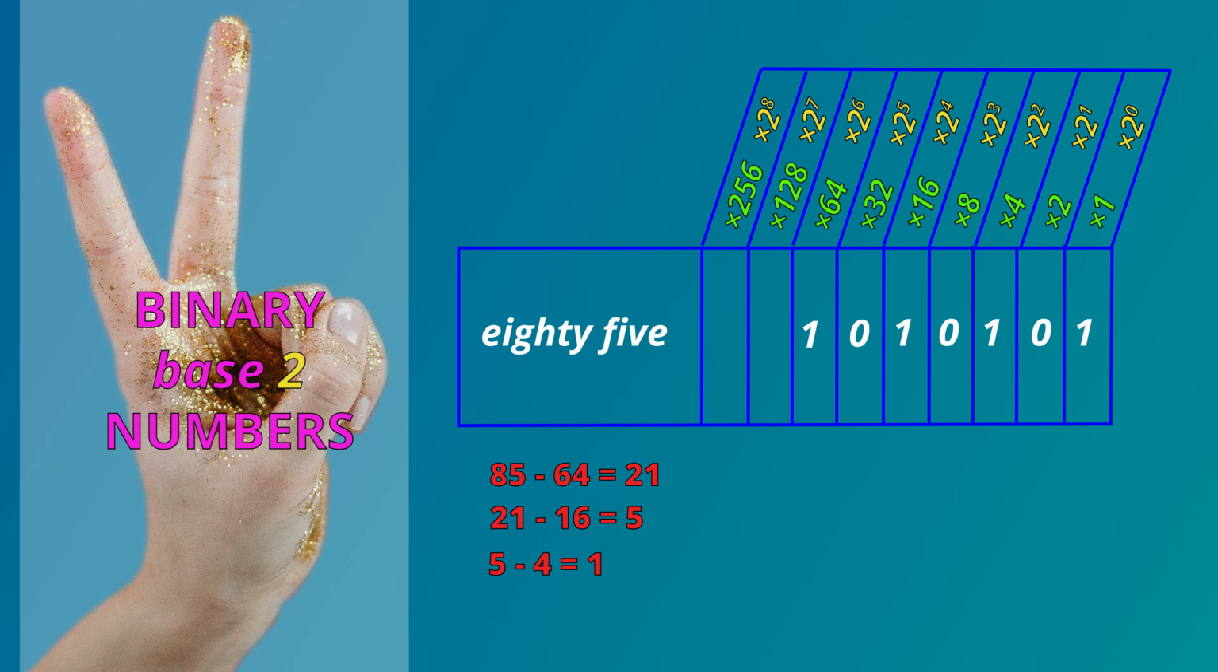85 in the decimal number system is equal to 1010101 in the binary system.